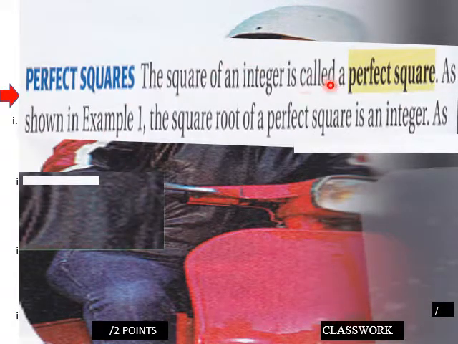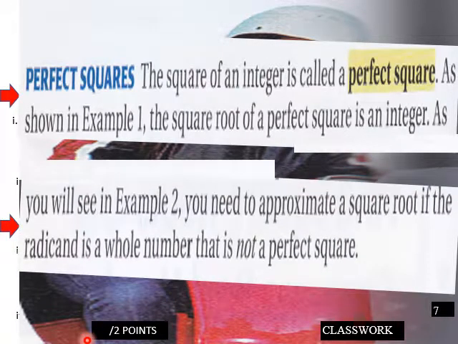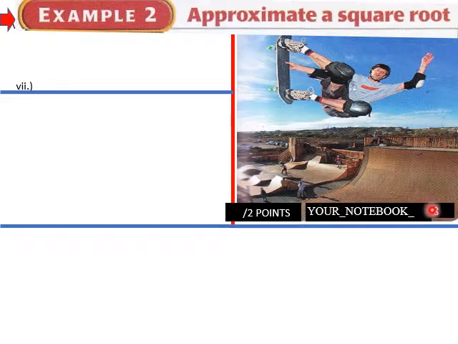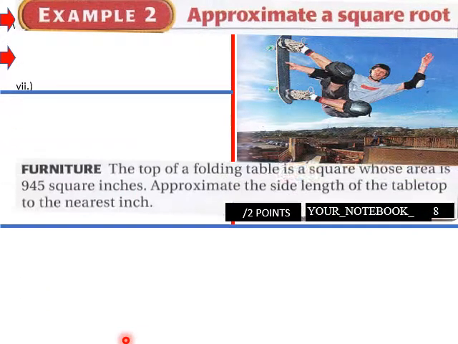Classwork, perfect squares. The square of an integer is called a perfect square. As shown in example 1, the square root of a perfect square is an integer. As you will see in example 2, you need to approximate a square root if the radicand is a whole number that is not a perfect square. Classwork, page 7. Another notebook page here, page 8. Approximate a square root.